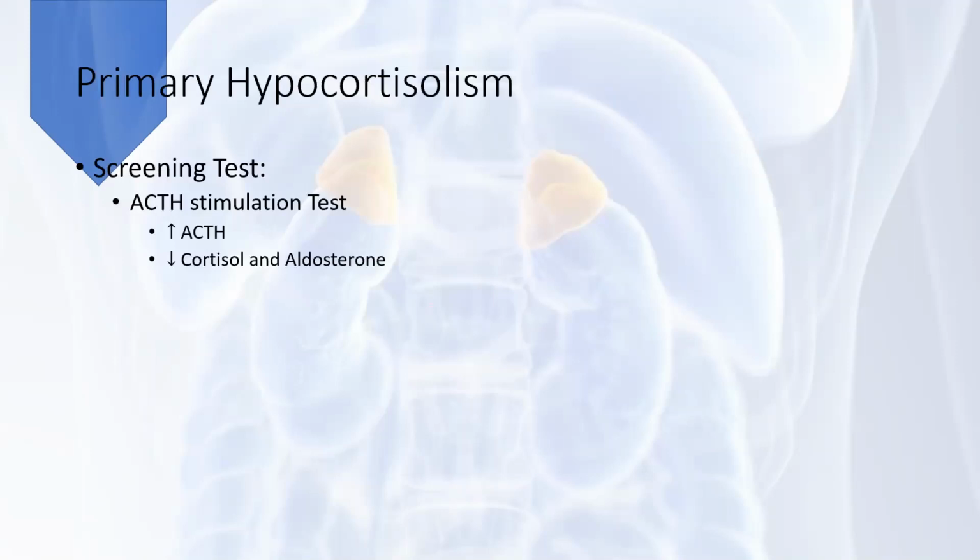Now, what is the screening test for primary hypocortisolism? The screening test for primary hypocortisolism is no other than the ACTH stimulation test. Bakit? Bigyan mo ng ACTH yan. Kapag ang ACTH ng pasyente mo mataas pa din, ibig sabihin problema talaga niya ay yung kanyang adrenal gland. Diba? Nag-induce ka ng synthetic ACTH, wala pa ring reaction. Ibig sabihin, it is not your pituitary gland ang problema.